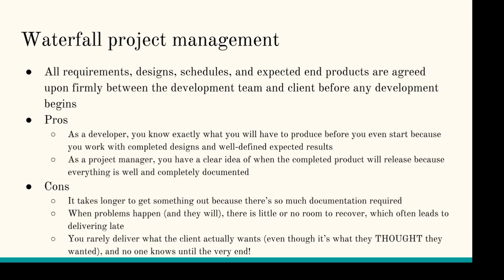The cons: it takes much longer to get something out because there's so much planning and documentation required up front. So our planning and documentation cycle lasted about 3 to 6 months. So before we started working on a particular iteration of the release, somebody was working on the planning, documentation, requirements and design for 6 months prior to that. When problems happen, and they will, there's little or no room to recover, which often leads to delivering late or delivering with less than you said that you were going to deliver, which means you need to renegotiate the contracts with those clients. And so it never works out as cleanly as you plan for it to work out.